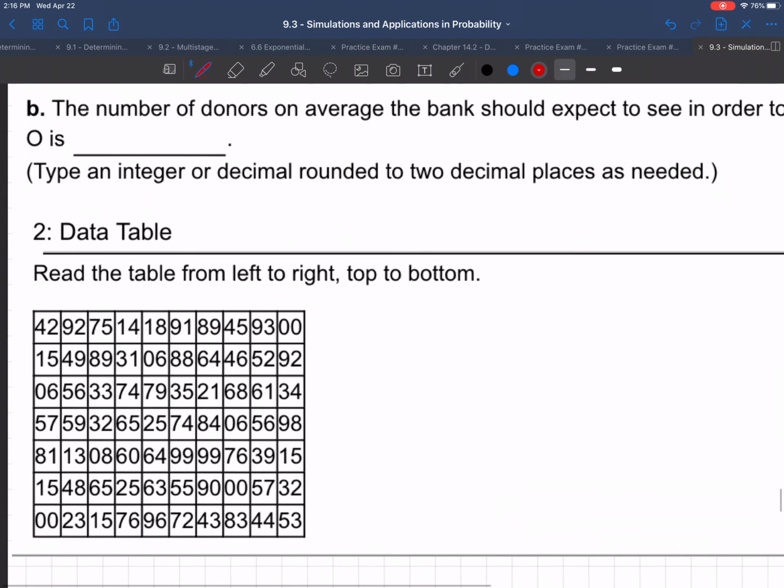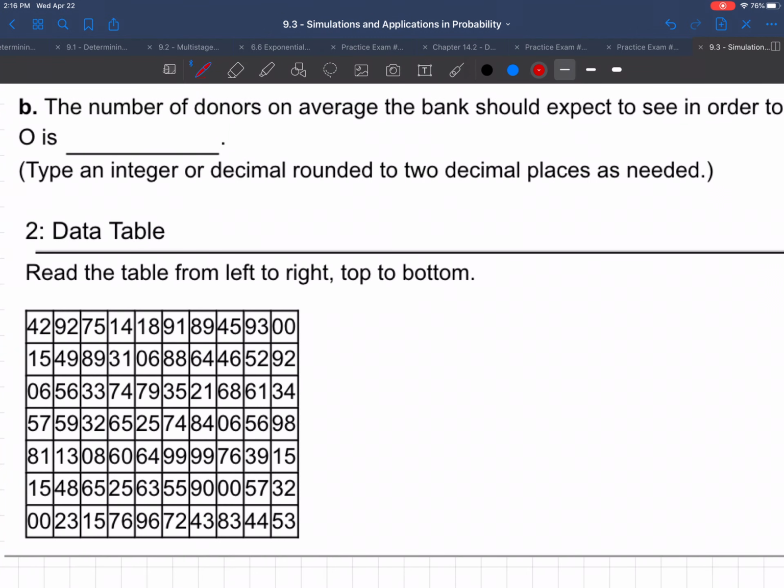So let me make this a little bigger. Type O blood, remember, is 00 or 1 through 44. So let's start right up here, a 42, that's type O blood. That's the first patient that comes into the clinic. Their number's 42, between 00 and 44, so they're type O. The next person's a 92, they're not, I'll underline them. They're some other type. Next one's 75, that's not between 00 and 44. The next one, 14, that's a second type O blood.